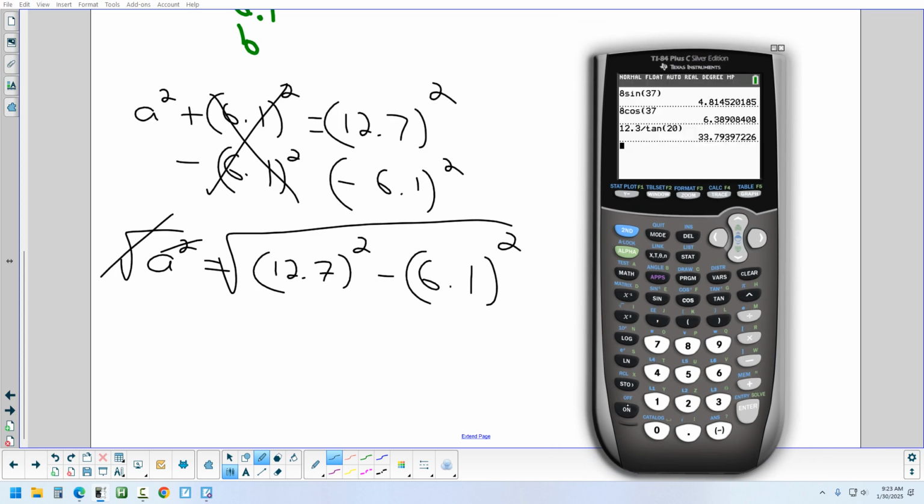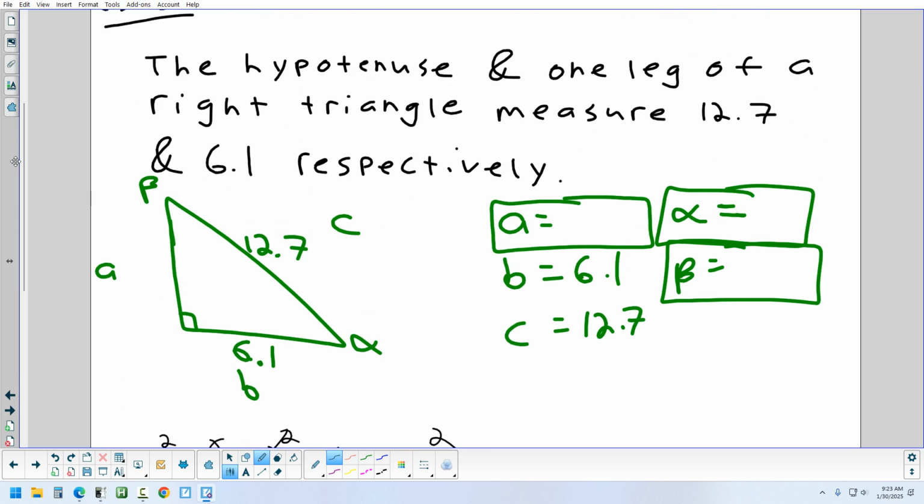Okay, let's put all that in. Square root of 12.7 squared minus 6.1 squared. So that gives me a length of 11.139. Okay, so that's A.